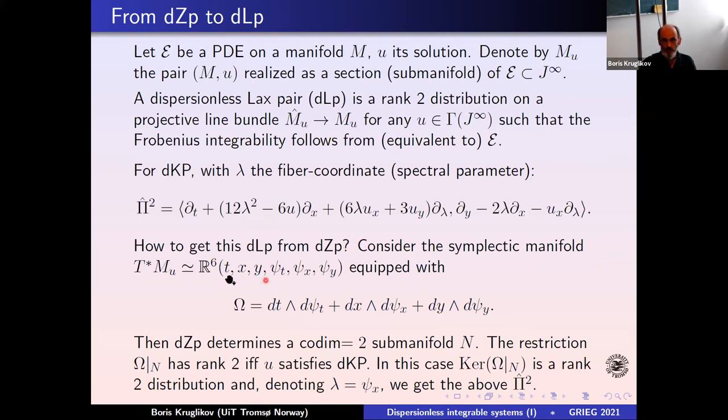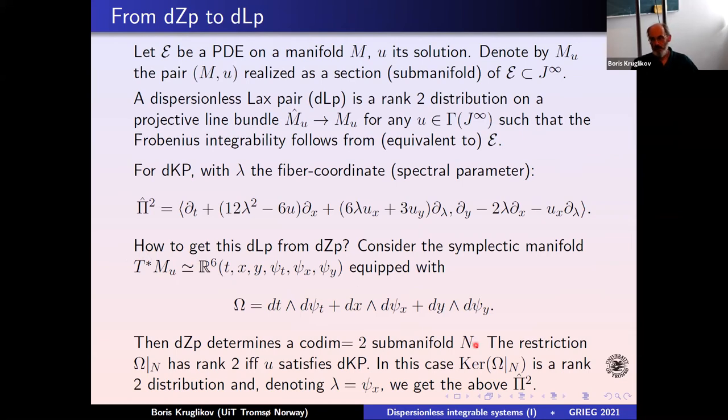So what I have with those two relations is a submanifold. This is six-dimensional. The submanifold is given by two equations, so I get a codimension two submanifold N, right? So what kind of restriction of a two-form can I have on a codimension two manifold? Generically non-degenerate. Yes, that's true.